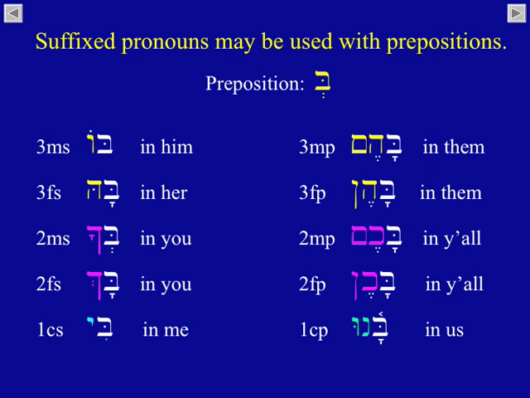Again, some of these have some resemblance to their independent pronoun forms, and that helps. So for instance, first person, ani, is close to the suffix e, be. Banu, in us, might help us think of anachnu, we, right? The first person plural form. Similarly, in the third person plural, heim is close to the independent pronoun they, so bahem, in them, makes sense. Similarly with the hen in bahen.